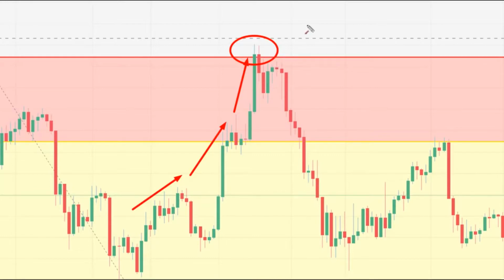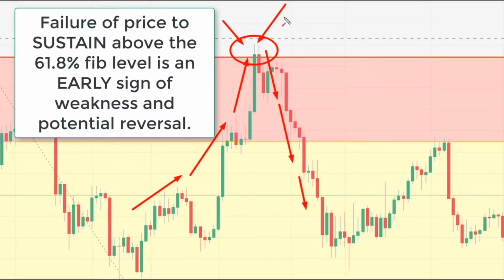And again, look what happens. Bitcoin then reverses direction and then falls apart. I have to say that at the time when I saw Bitcoin coming up to the 61.8% level, I was of the opinion that it could actually break through that level.